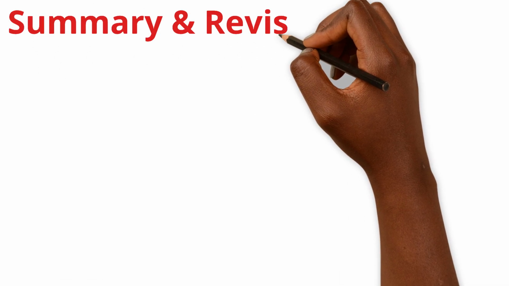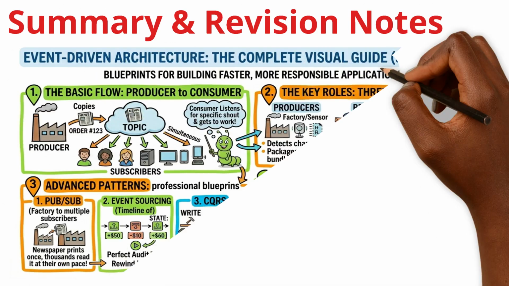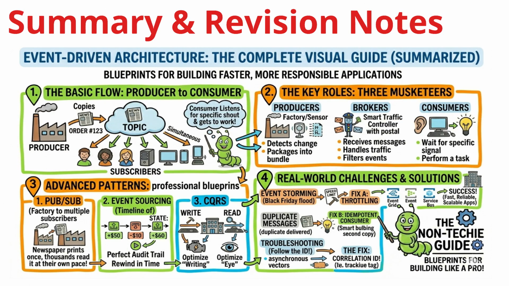In this journey through event-driven architecture, we've transformed how we think about building software. We started with the basic flow, producers shouting news into the void while consumers listen and react. We met the Three Musketeers, producers, consumers, and the all-important brokers who act as traffic controllers to keep data moving safely. We then leveled up with professional blueprints like pub/sub for broadcasting, event sourcing for a perfect historical audit trail, and CQRS for high-speed performance.